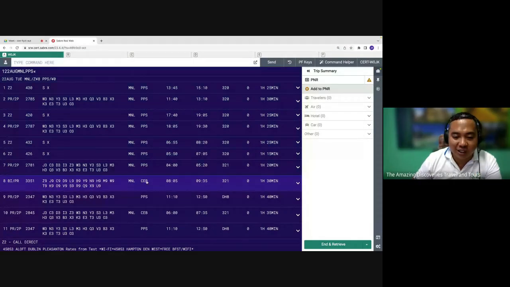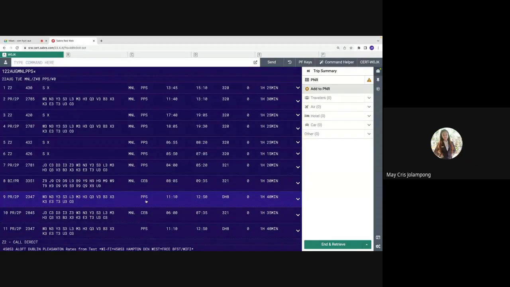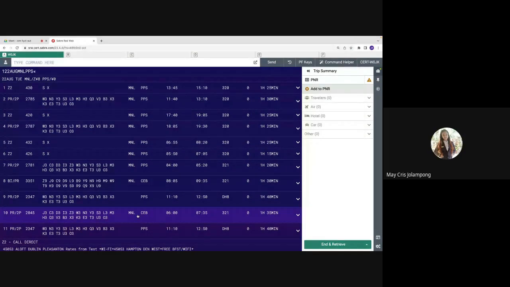Connecting, from Manila to Cebu and then Cebu to Puerto Princesa, correct? Yes. And then line number 10 is a direct flight or a connecting flight? Connecting.